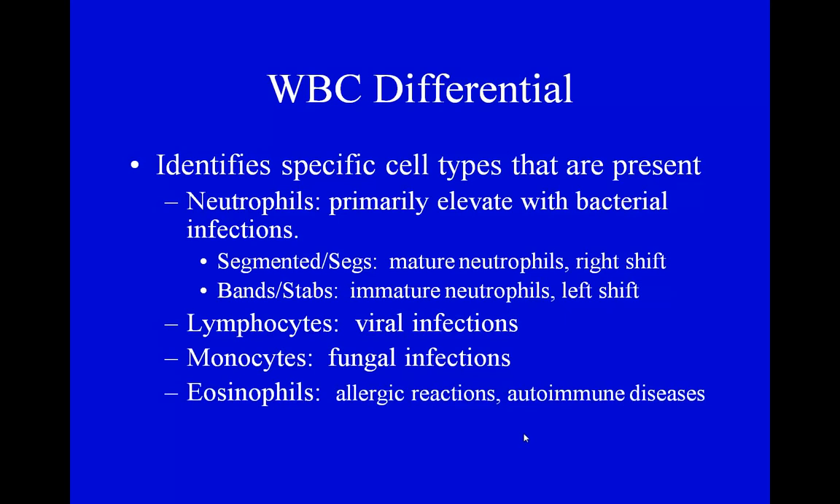Eosinophils elevate if I have an allergic reaction, like an allergic reaction to food, or if I have allergic asthma. If I have an autoimmune disease like lupus or arthritis, like rheumatoid arthritis, then I have an elevation in my eosinophils. And basophils usually elevate if I have blood cancers or maybe a condition like hypothyroidism.